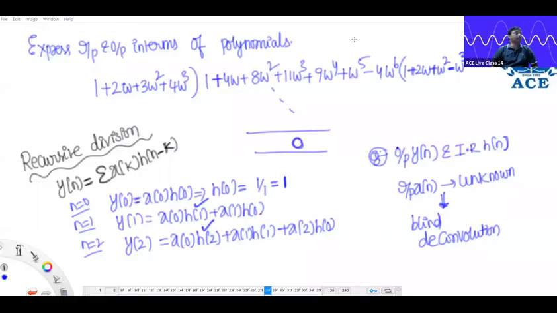Finding the output is convolution. Finding the input or system is deconvolution. Getting the output means convolution techniques. Getting the input or system means which technique? Deconvolution technique.